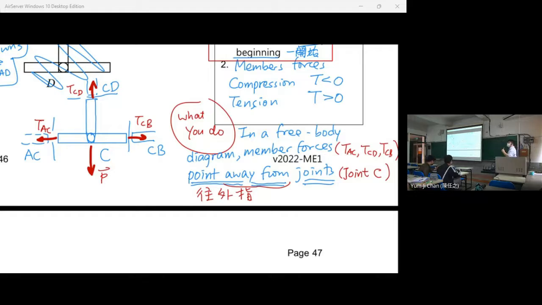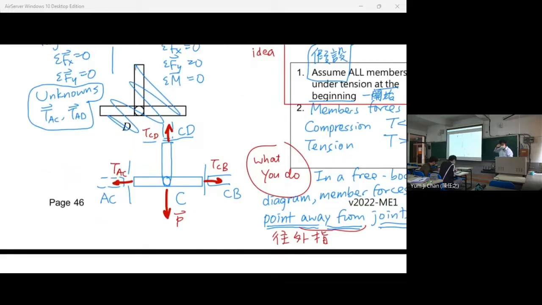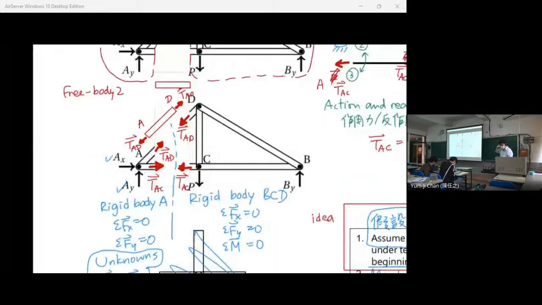Let's go back to the last one. For example, when we did joint A, this force TAD is away from A, and this TAC is also away from A. So always away from a joint. Always going out.